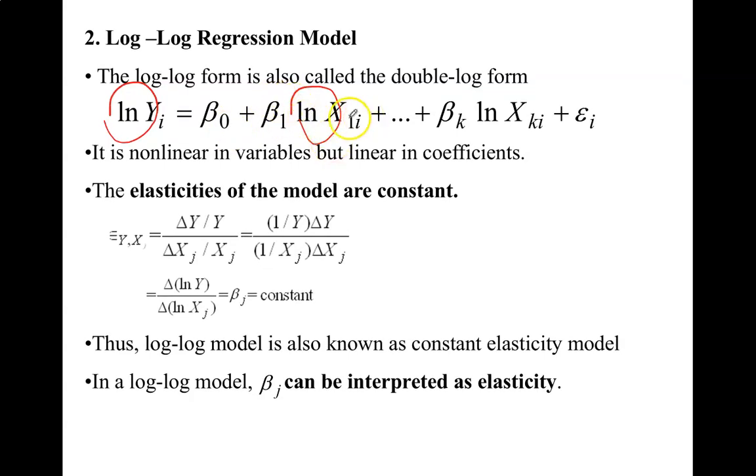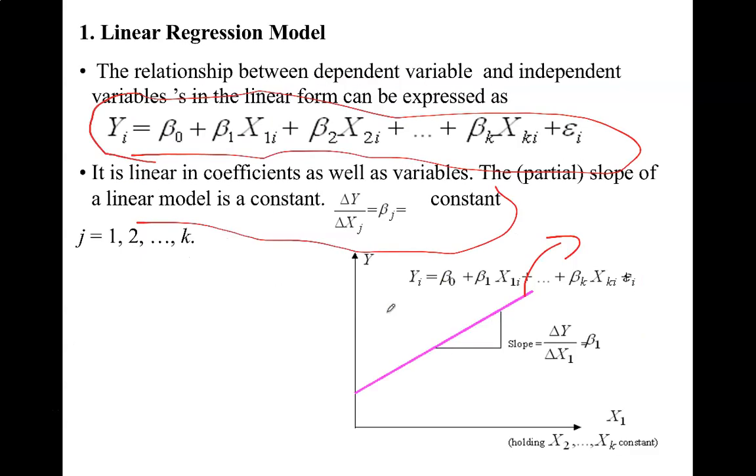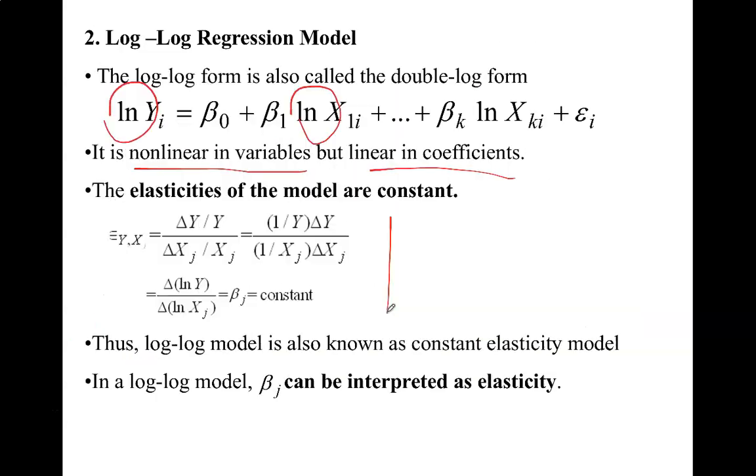Here, when you take the double log model, it's non-linear in variable but linear in coefficient. Non-linear in variable, so the variable can have a non-linear relationship in that particular sense, right? But the coefficient that you get will be linear itself. So here the elasticity of the model is constant, compared to the linear model just now, where the elasticity is not constant, but the slope is constant, right?